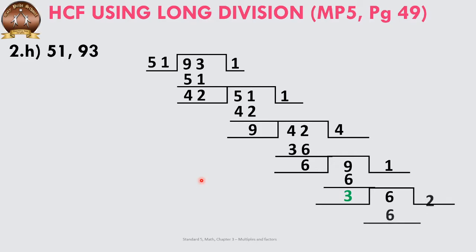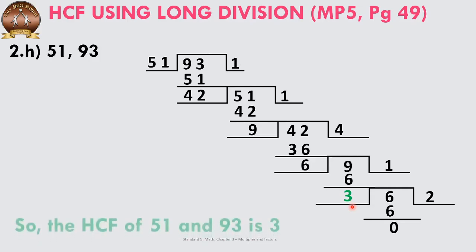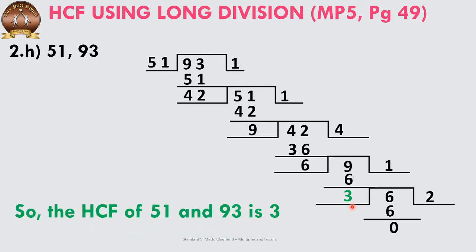Now 3 into 2 gives us a 6. Yes, we are not concerned about the quotient here. We are just concerned about the remainder which becomes the divisor. Yes, the remainder becomes the divisor every time and whichever remainder completely divides the dividend becomes the HCF. So here 3 is the HCF of 51 and 93.